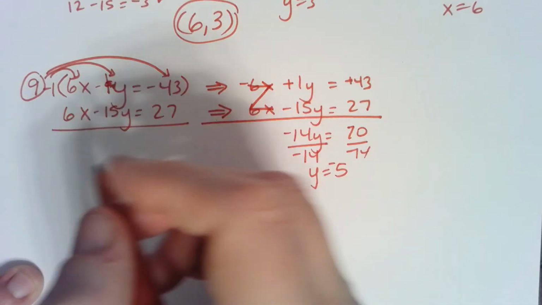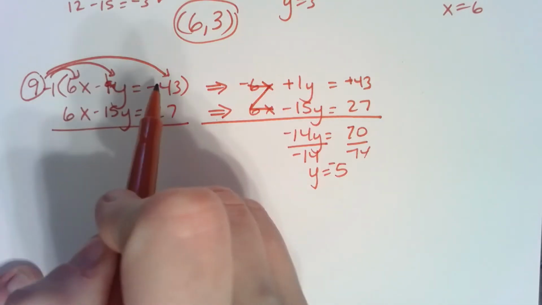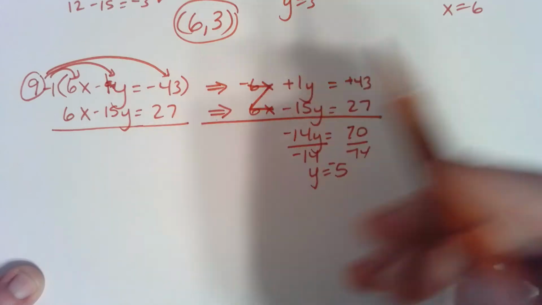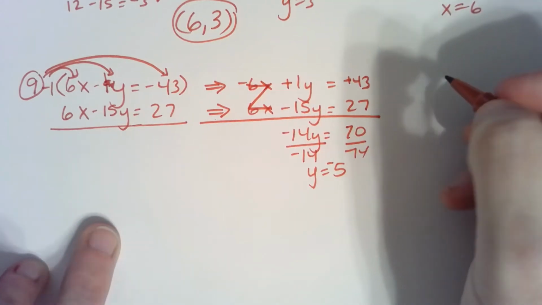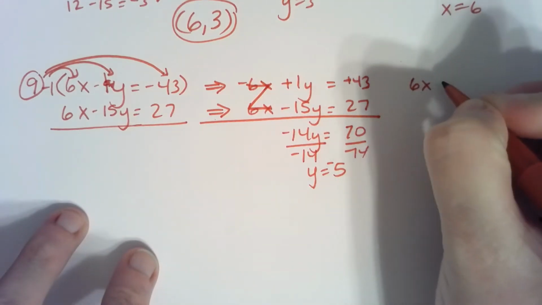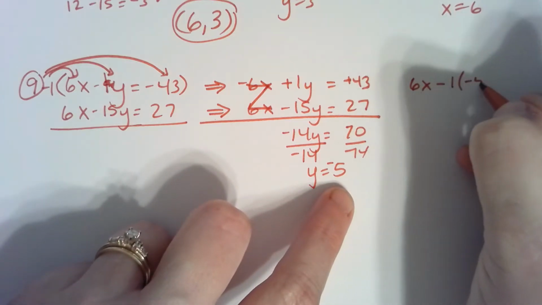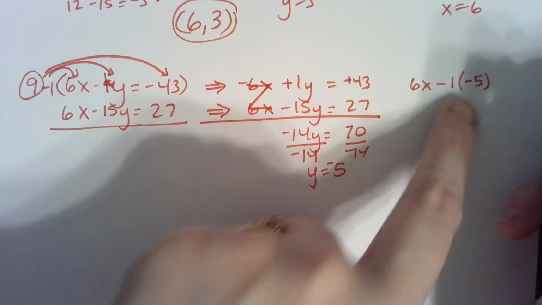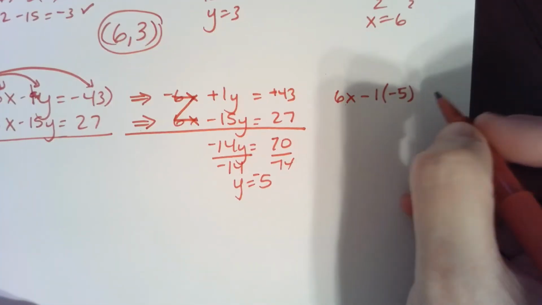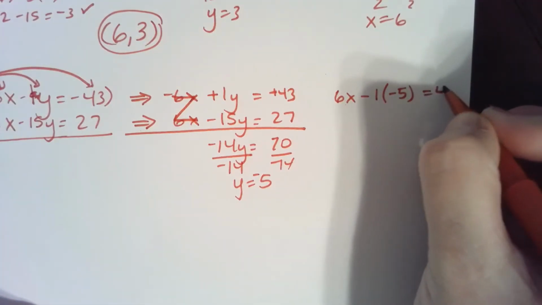If y is negative 5, I should be able to plug it into this one or this one, but I'm going to use the top one because that's what I do, and I should be able to figure out what x is. So 6 times x minus 1y, and I know that y is negative 5, and this is a place where you might make a mistake. That should equal negative 43.